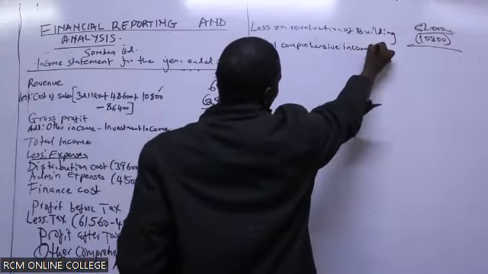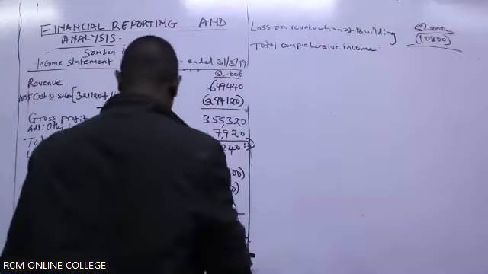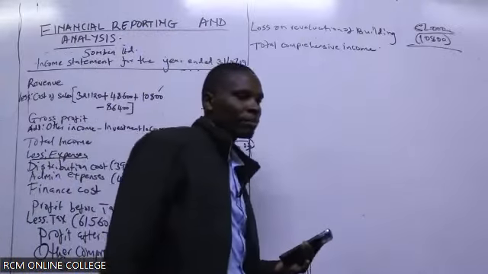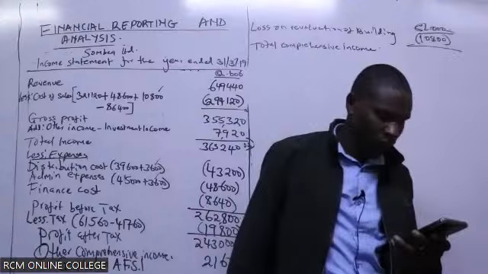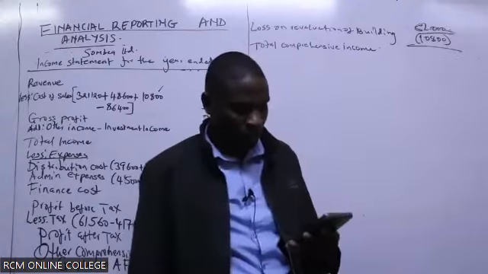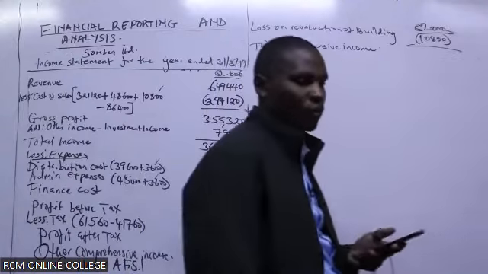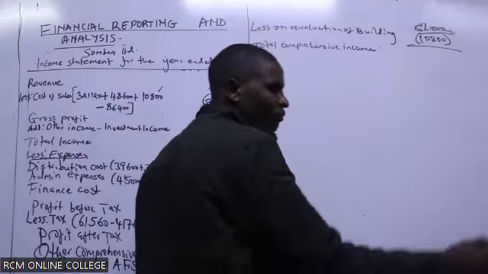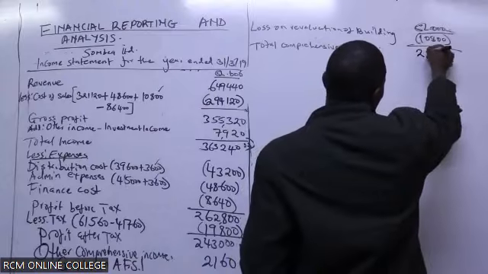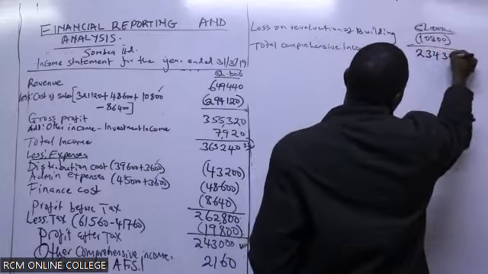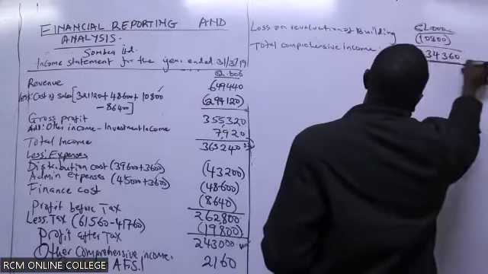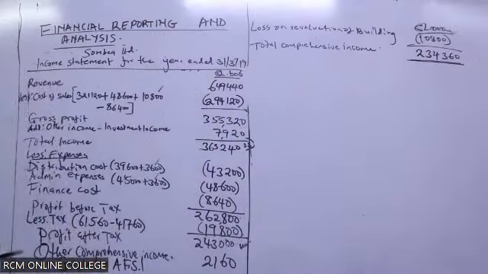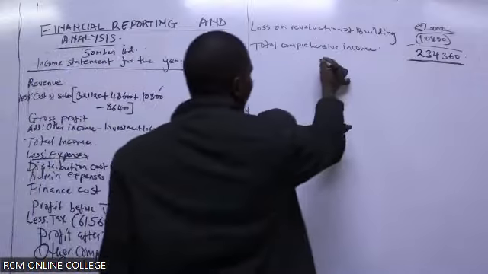What is our total comprehensive income? Unachukua tu hii profit, unaongeza, alafu unatoa. What is our total comprehensive income now? Total comprehensive income itakuwa ngapi? 243, 234,360. And that is done. Then class, direct we can go to Sombea Limited.